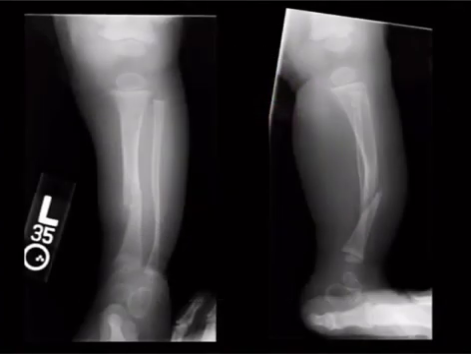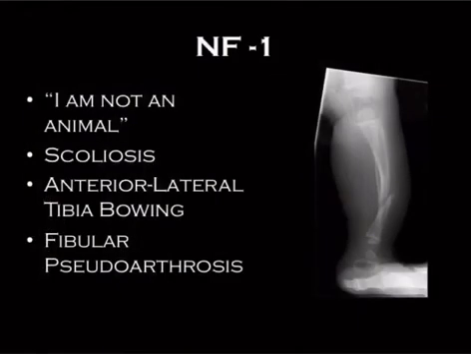All right, I'll show this in a couple of different talks, I think, but it's high yield because it's syndromic, and it's part peds, part MSK, part neuro. This is the anterior bowing with this pseudoarthrosis. This is NF1. Remember that the Elephant Man had NF1. So scoliosis, anterolateral tibial bowing, and this fibular pseudoarthrosis is a classic.